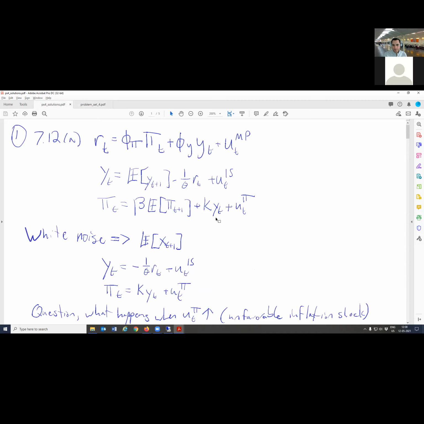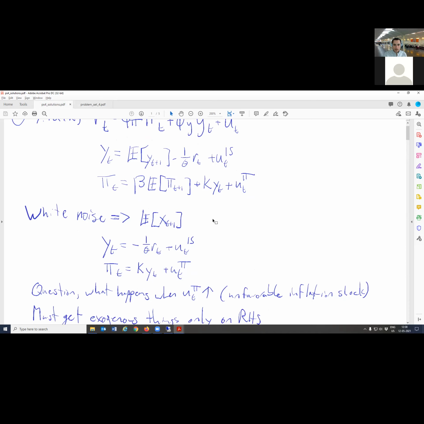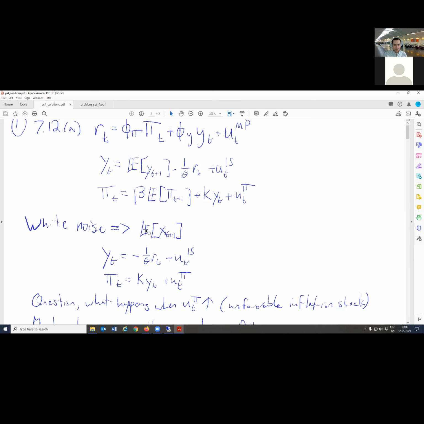Here I wrote white noise, and then I missed something here. There actually should be a statement that the expectation of anything at time t plus 1 is equal to 0. This is sort of delogged, so we assume that this is all relative to trend. When we have 0, that means that we're right on trend. So that's our assumption.